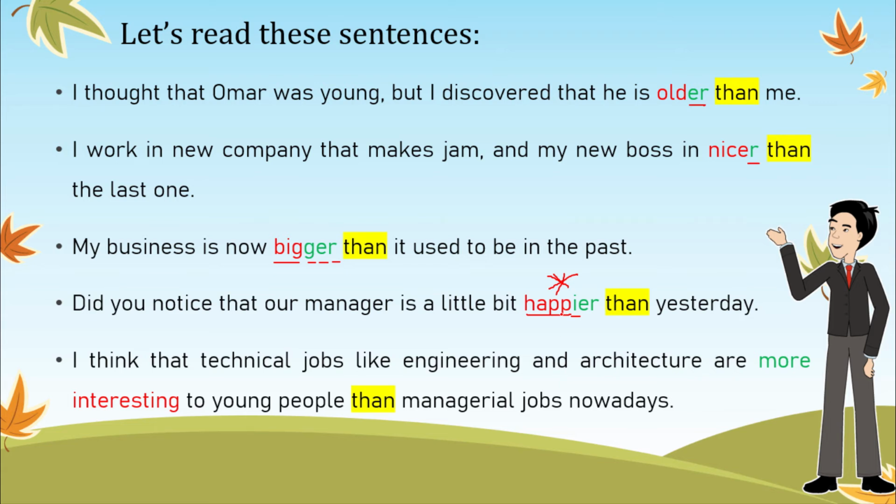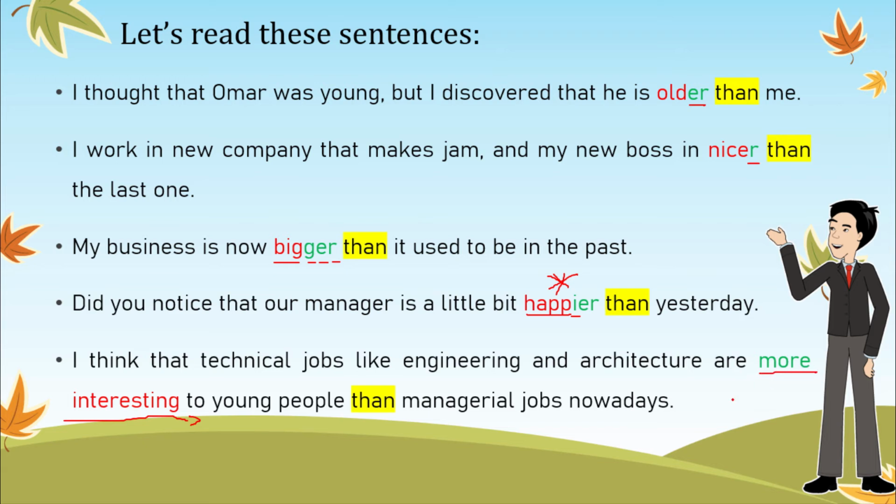The last sentence, okay, before that I have to explain something. Here we have older, nicer, bigger, happier. So these adjectives are short, they're not very long. But look at this one. Interesting. It's very long. That's why we can't add er. We can't say interestinger. No. We add more.